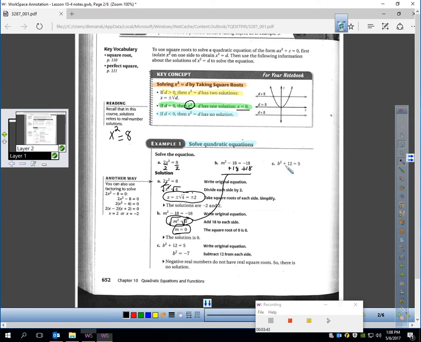And then here's another problem. I got to get b squared by itself, so I will take away 12 from each side, which gets me b squared equals negative 7. Remember, that's the third scenario here. If I have a negative value, then this would have no solution to it.